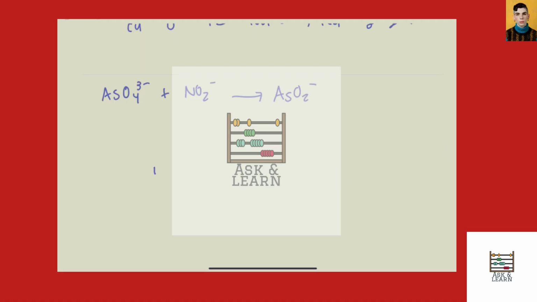Got one more on here, AsO4 3-, plus NO2 -, gives AsO2 -, plus NO3 -. So we have got 6 oxygens over here, 5 oxygens over here, so we're going to add 1 H2O to the right side, and we're going to have to add 2 H+ to the left. So let's go ahead and rewrite that real quick, just so we have it balanced.